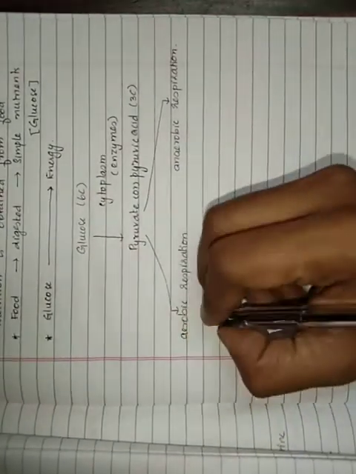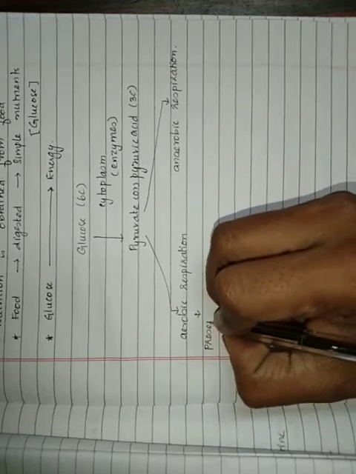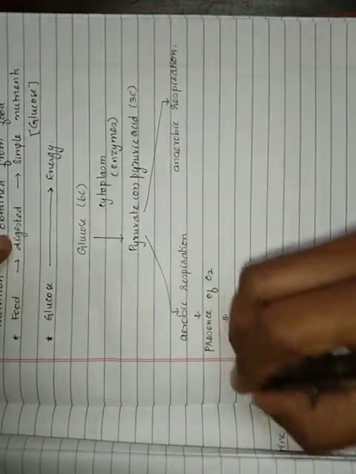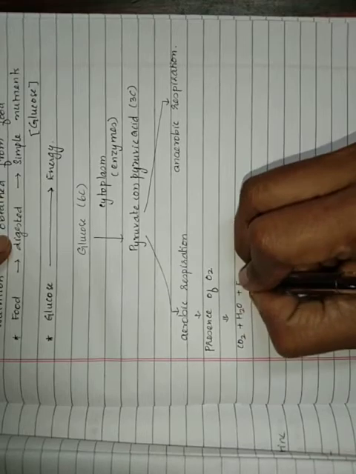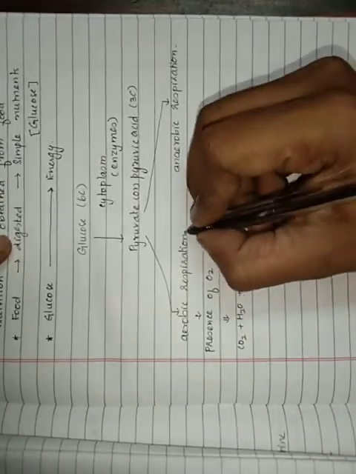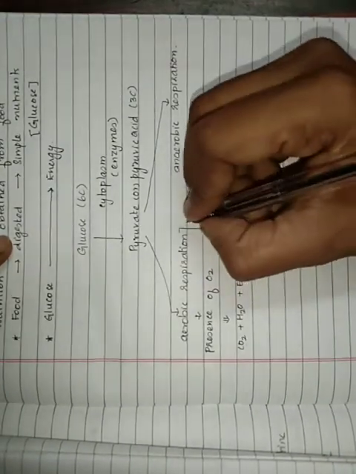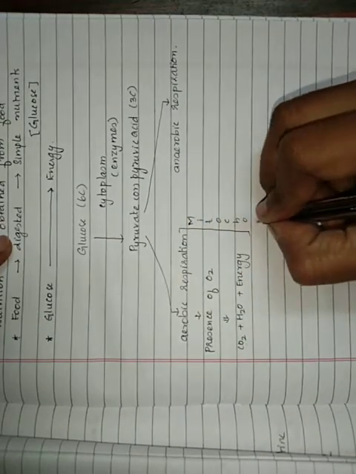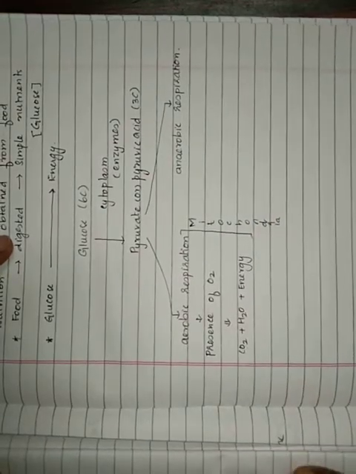Aerobic respiration means the further breakdown happens in the presence of oxygen. Only in the presence of oxygen does the breakdown happen. In the presence of oxygen, when this pyruvate is broken down, it is converted into carbon dioxide, water and energy. This aerobic respiration happens in the mitochondria of the cell.